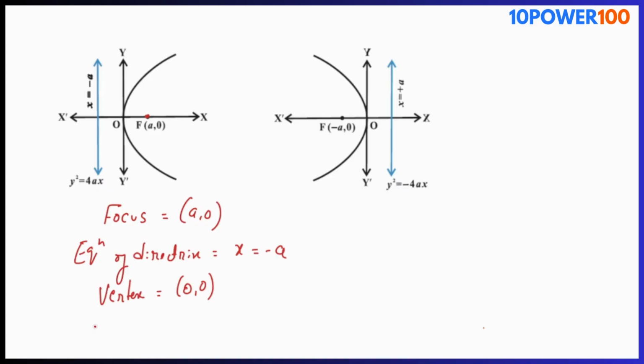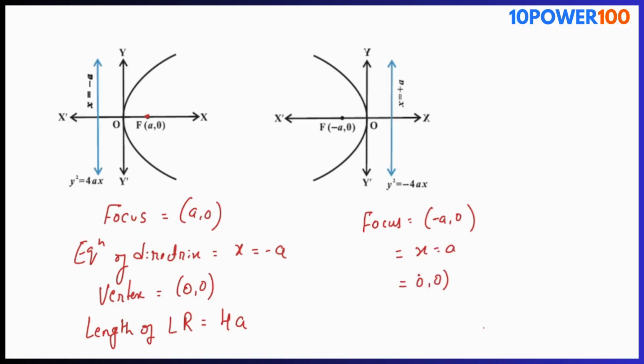Next, there is a concept called length of latus rectum. That is also very important. The formula for length of latus rectum is 4a. So this is the concept when the focus point is on positive x-axis. For this, only a few things will differ. Look at the focus point: it is at the negative side, so it is (-a, 0). The equation of directrix will be x = a, and the vertex point is at (0, 0), same. The length of latus rectum has no change. It's not 4 comma a, it's 4a.